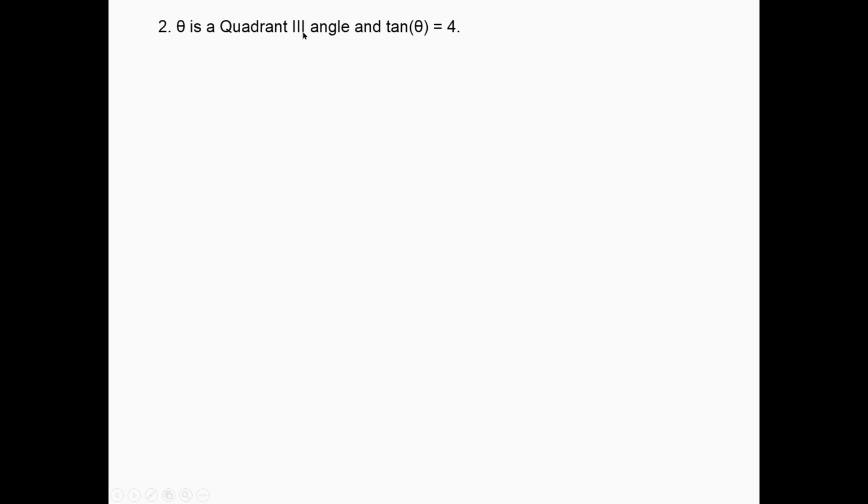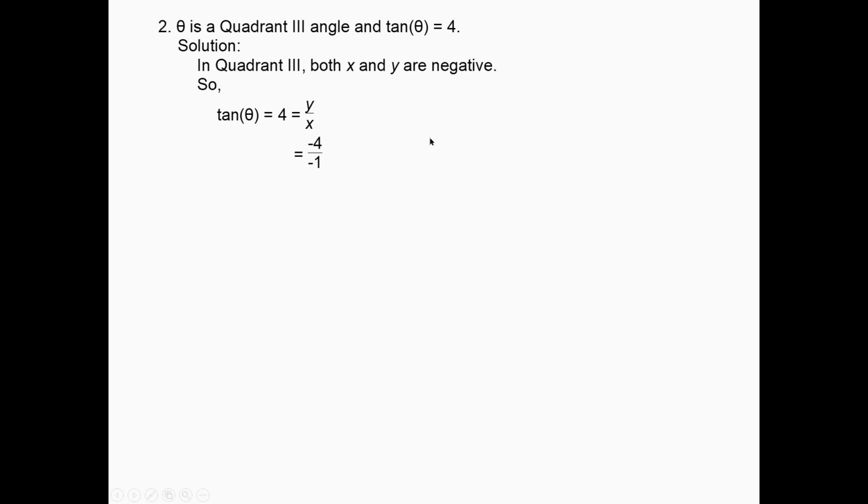Okay, theta is a quadrant 3 angle, and the tangent of theta is equal to 4. Remember, technically 4 is 4 over 1 for a y over x. So in quadrant 3, both x and y are negative. So the tangent of theta being 4 is equal to y over x. Now remember, x and y are both negative, so I can think of it as negative 4 over negative 1. So I've got my y, I've got my x, got to get my r.